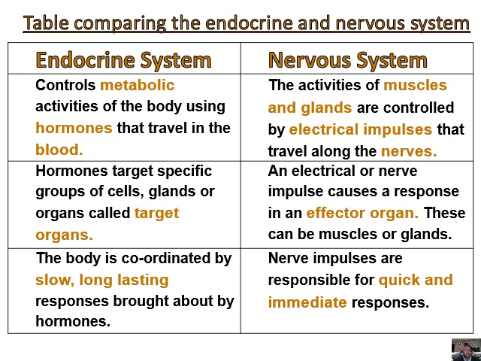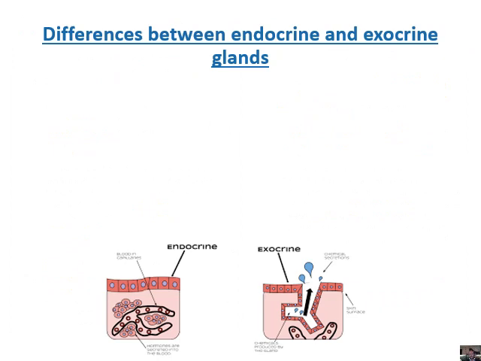What I do recommend is we go through the endocrine system, because this is a nice summary of everything I've said till now. It controls the metabolic activities of the body using hormones that travel in the blood. Hormones target specific groups of cells, glands, or organs called target organs or target cells. The body is coordinated by slow, long-lasting responses brought by hormones. That last point is actually the definition of chemical coordination, so I recommend you write that down and highlight it, because it's pretty important.